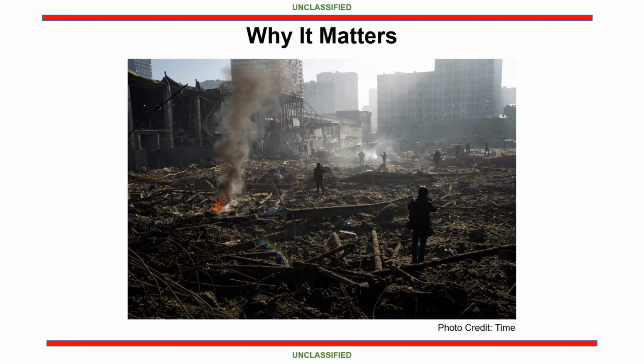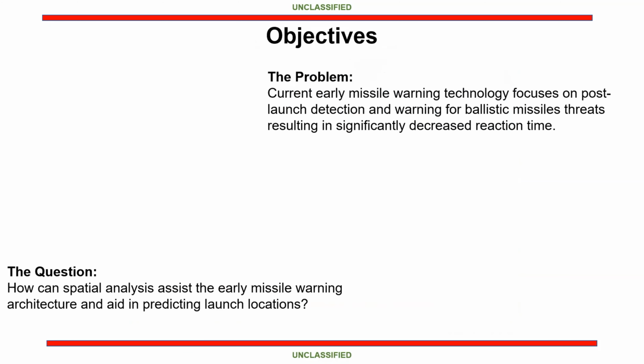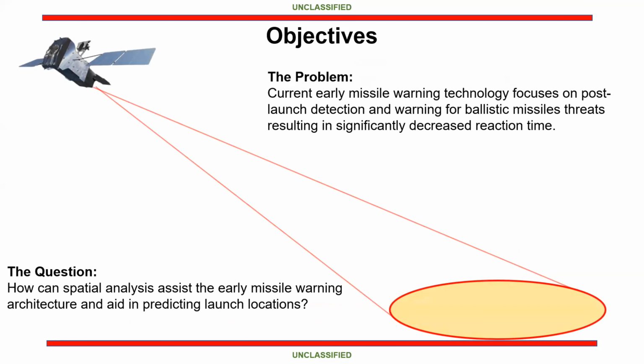And so moving into this and trying to explain a little bit more of those objectives. The problem that we're seeing is current early missile warning technology focuses on post-launch detection and warning for ballistic missile threats, which is resulting in significantly decreased reaction time. So the question then is, how can spatial analysis assist with early missile warning architecture and aid in predicting launch locations? So what this visual is showing is how we currently do this. We're observing an AO, an area of operations. A launch happens, and then we push out the signal, the warning.